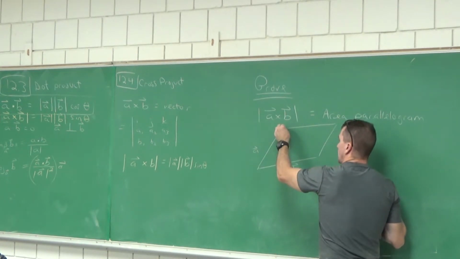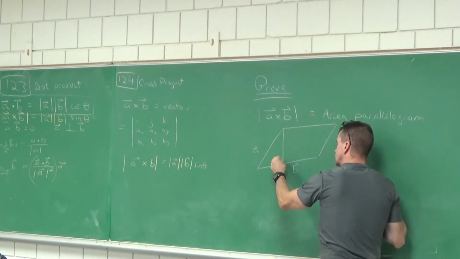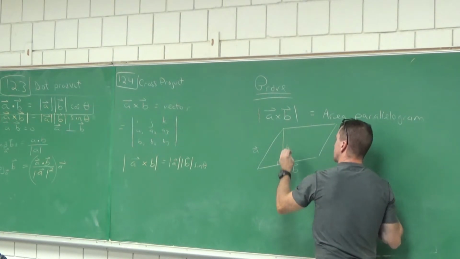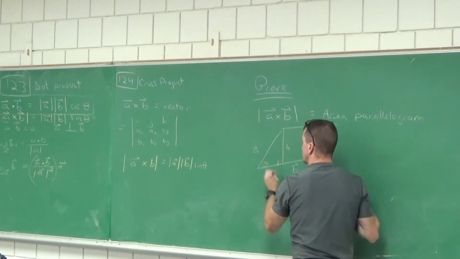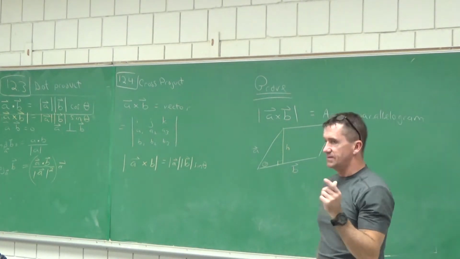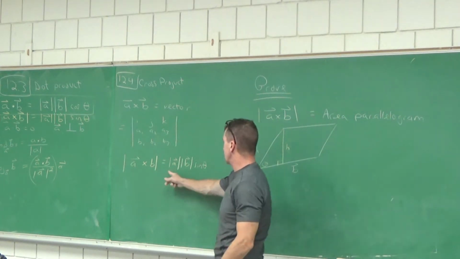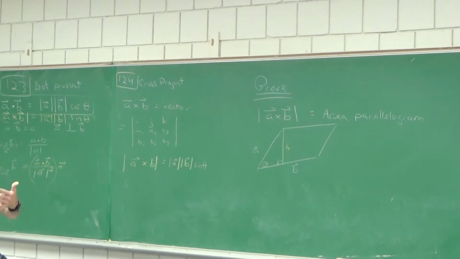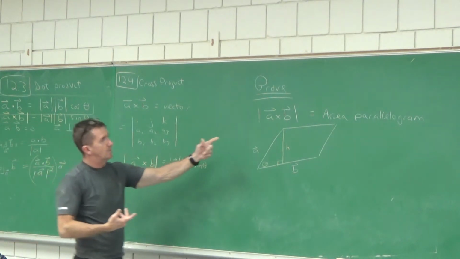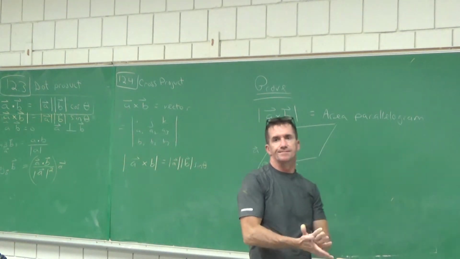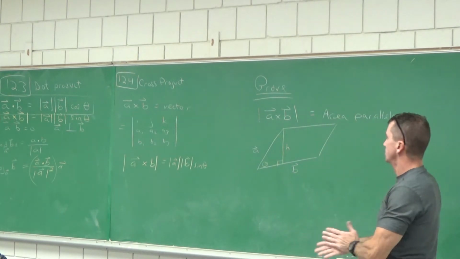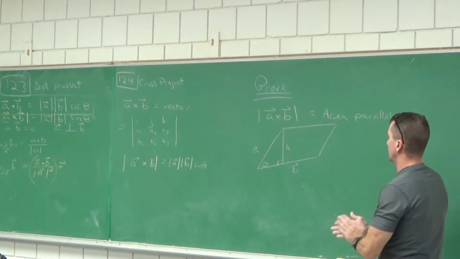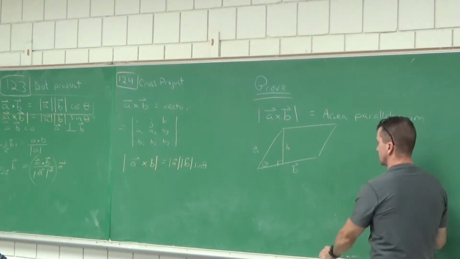Now, all parallelograms do have a height, so we can just call the height h. And let's put an angle theta right there. Can you help me prove that this magnitude of A cross B, I know it's equal to this, but can we use this theorem to help us prove that the magnitude of A cross B will be equal to the area of this parallelogram? All right, sure, we can do this. It just involves a little trigonometry.